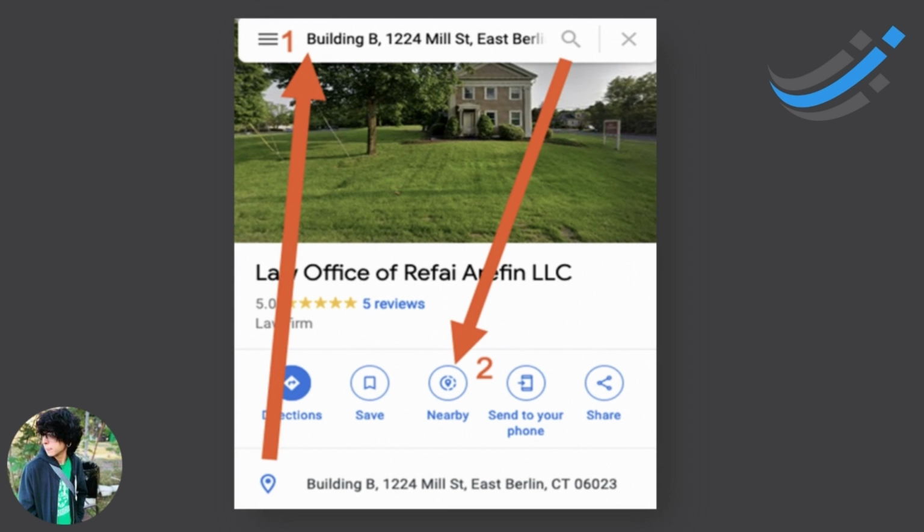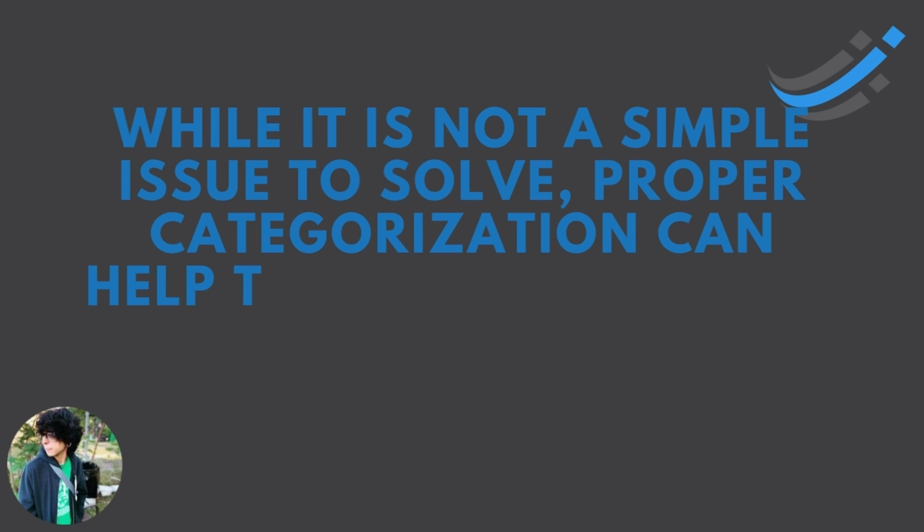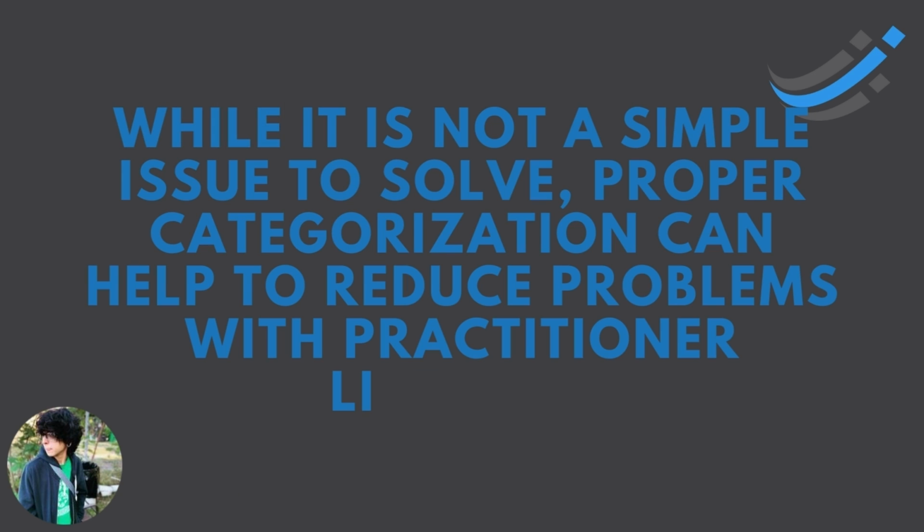Duplicate Google listings are simple to manage when they belong to you. This may become an issue if you work with practitioner listings like doctors, dentists, lawyers. We found that when 2 practitioners with similar categories have the same address, one may be screened out and receive no exposure in the area, while the other one receives all of the views. While this is not an easy issue to solve, proper categorization can help to reduce problems with practitioner listings.